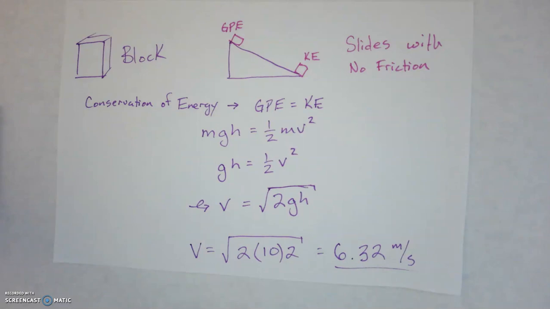Looking at our block, at the top it'll have gravitational potential energy. At the bottom it's going to have only kinetic energy if we set our gravitational potential at the lowest point. And remember that this block is going to slide without friction. So we're going to use conservation of energy. Our gravitational potential energy becomes our kinetic energy. We can divide by mass on both sides so that mass is eliminated, and doing some algebra, we get that the velocity of the sliding block is equal to the square root of 2gh, where g is gravity and h is the height of the ramp.